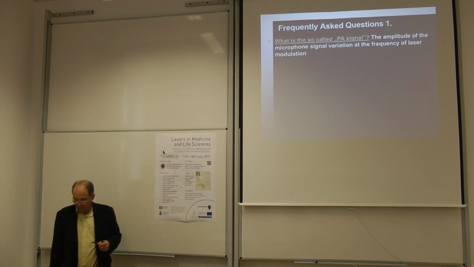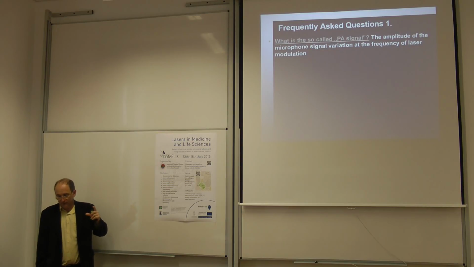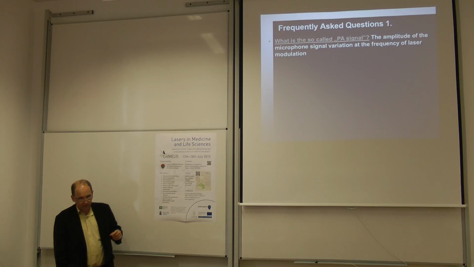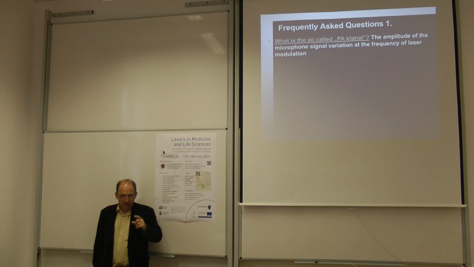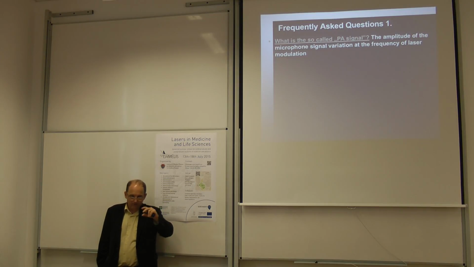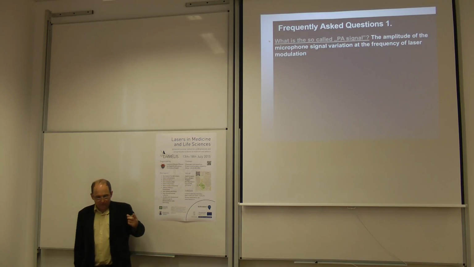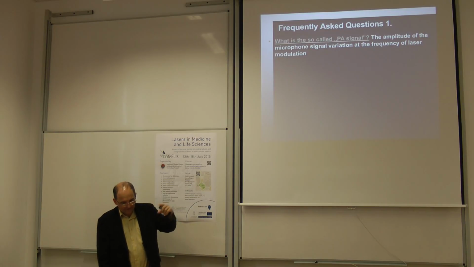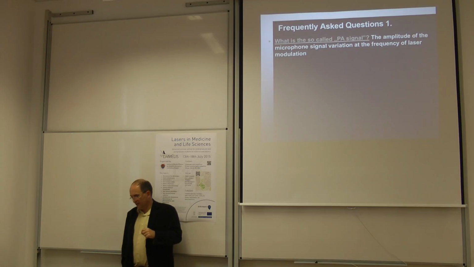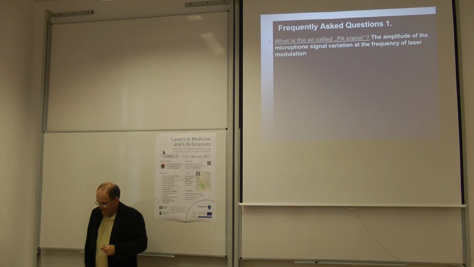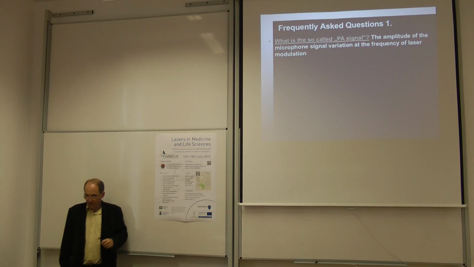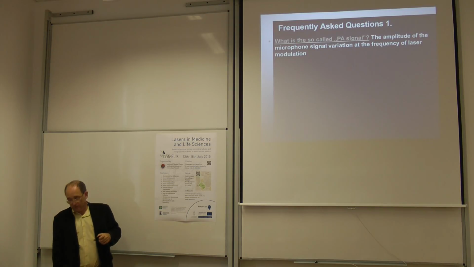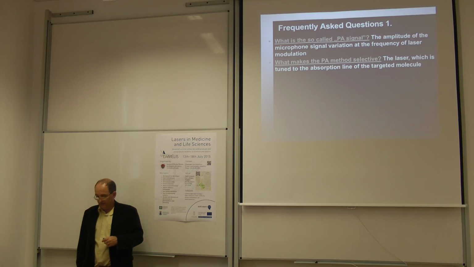First of all, what is the photoacoustic signal? The photoacoustic signal is the amplitude of the microphone signal variation at the frequency of laser modulation. So you modulate the laser, let's say at a 4 kHz rate, and you detect the microphone signal, and you are searching for the microphone signal variation exactly at the frequency of the laser modulation. The amplitude of this microphone signal variation is the so-called photoacoustic signal.